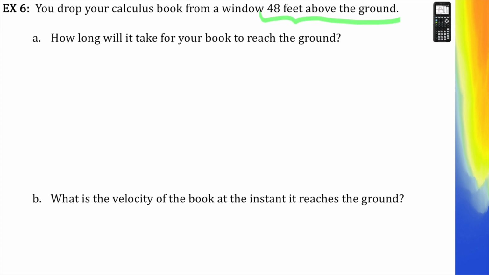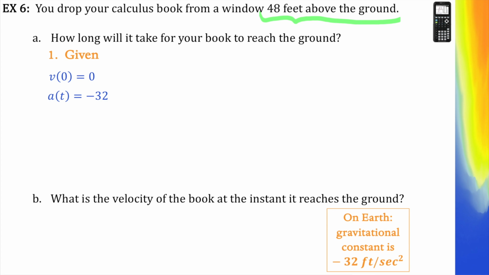So let's see, what do we know? Given, if you drop the book, you have an initial velocity of 0. We also know that acceleration is -32. How do I know that? Because on Earth, we have a gravitational constant of -32 feet per second squared. All right, that'll come in handy. We also have a starting position of 48.